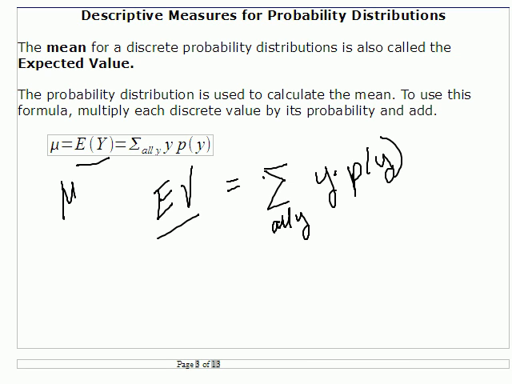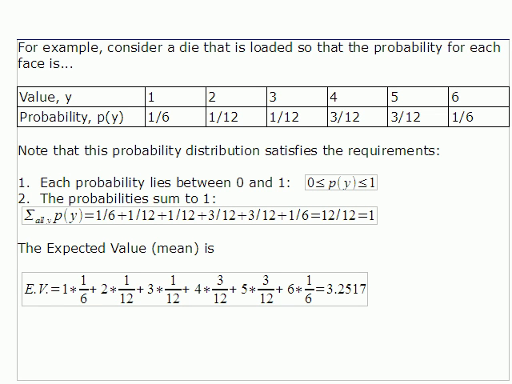It helps to have everything in a table. It makes it easier to do the calculation. So here's an example in which we have a die that's been loaded. Again, they usually aren't loaded, they're filed off on one side. I don't know if that's useful information for you. Okay, so here's the value of Y. This is a die. It can turn up with 6 sides, 1, 2, 3, 4, 5, 6.